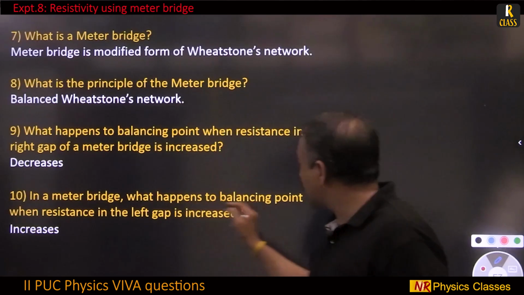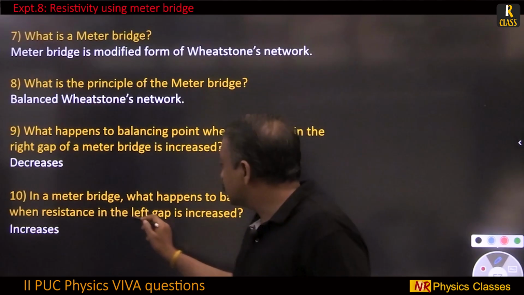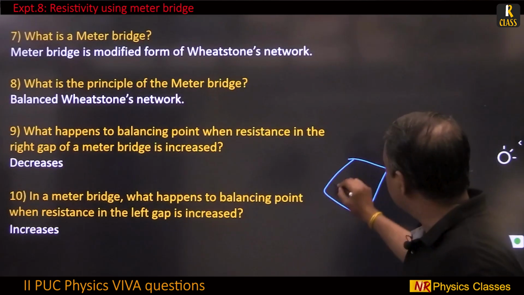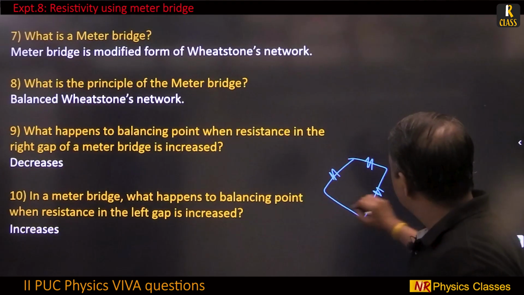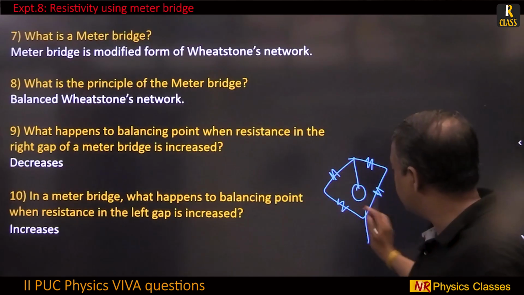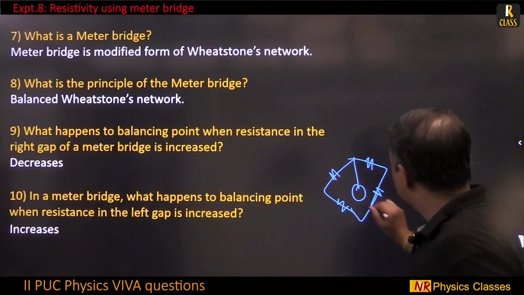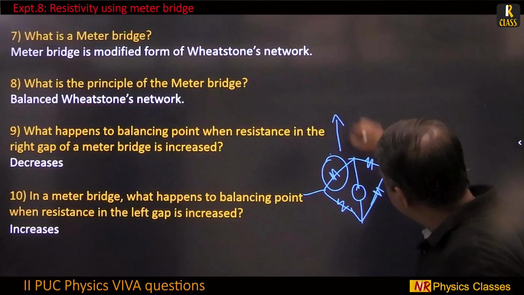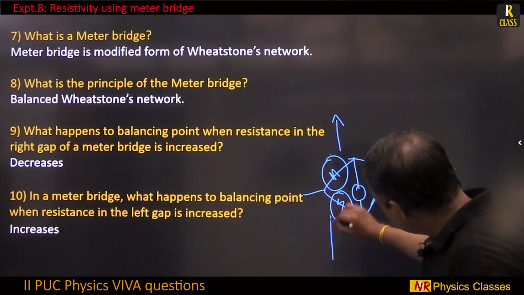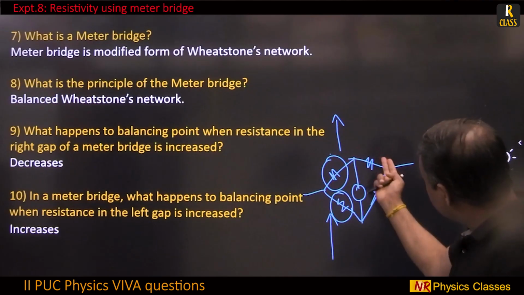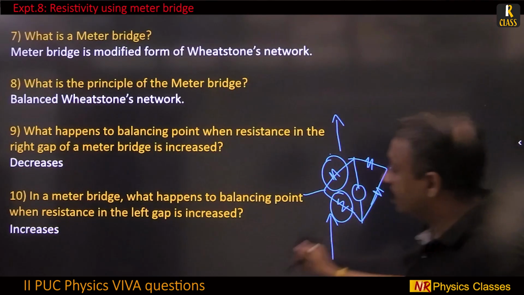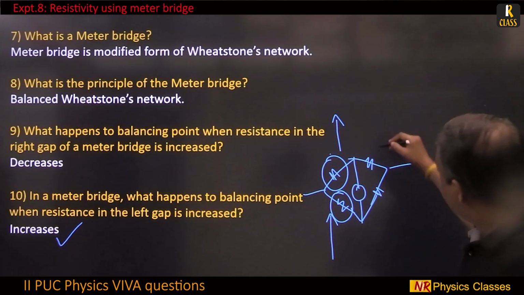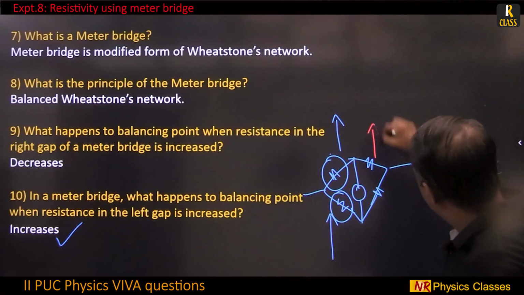In a meter bridge, what happens to balancing point when the resistance in the left gap is increased? This is the Wheatstone's bridge, right? If resistance of the left gap is increased, then the balancing point should increase, because this by this equals this by this. If this increases, this should increase. If this increases, then this should decrease.